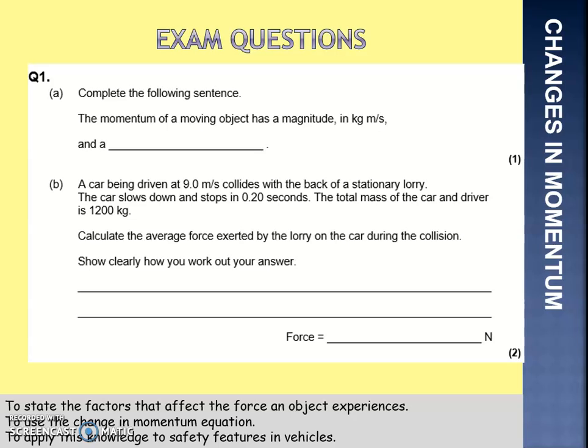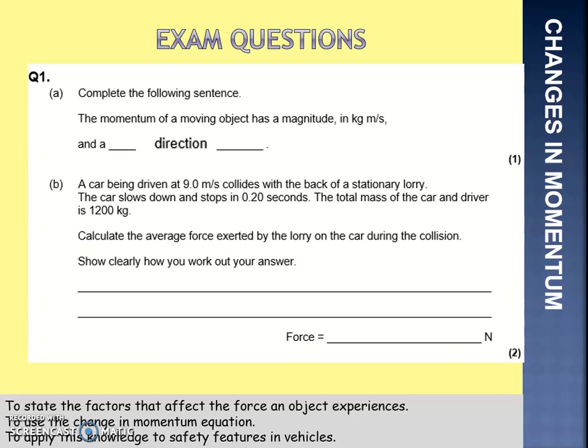Okay, so question 1. The momentum of a moving object has a magnitude in kilogram meters per second and a direction. It is a vector quantity. A car being driven at 9 meters per second collides with the back of a stationary lorry. The car slows down and stops in 0.2 seconds, and the total mass of the car and driver is 1,200 kilograms. Calculate the average force exerted by the lorry on the car during the collision.